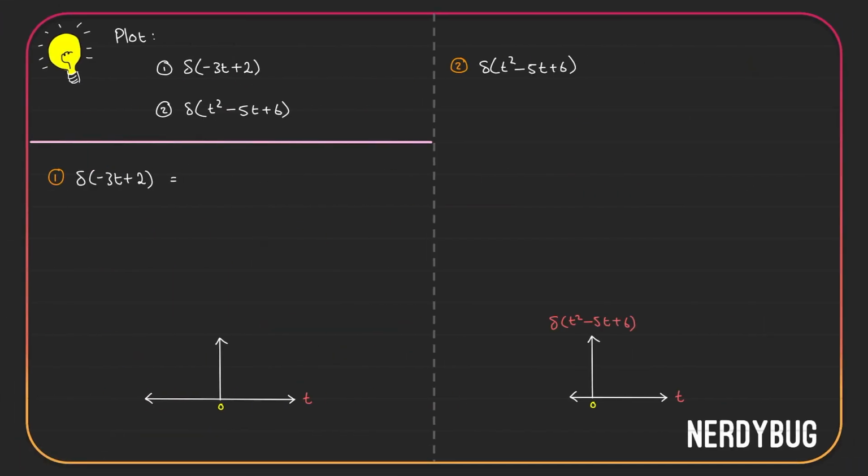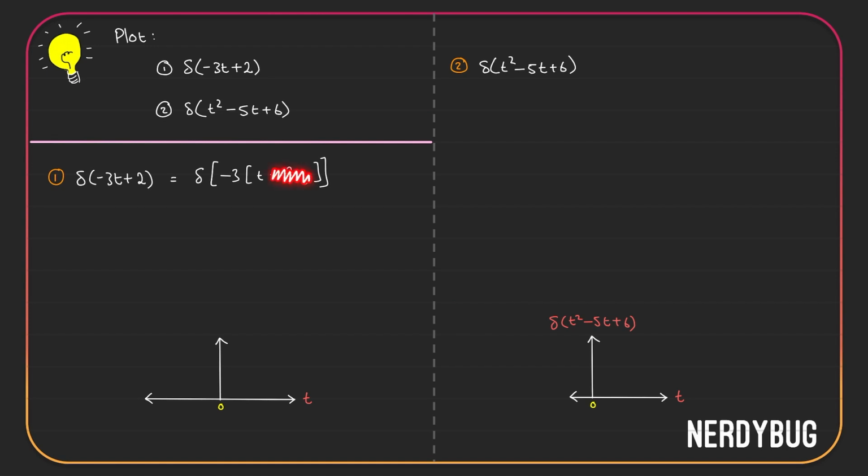Let's now solve some problems. We have to plot delta of minus 3t plus 2 and delta of t square minus 5t plus 6. The first case is obviously an example of a mixed operation. So first we have to write it in the standard form. That is delta of, take minus 3 out, t minus 2 by 3. Now minus 3 corresponds to time scaling and minus 2 by 3 corresponds to time shifting.